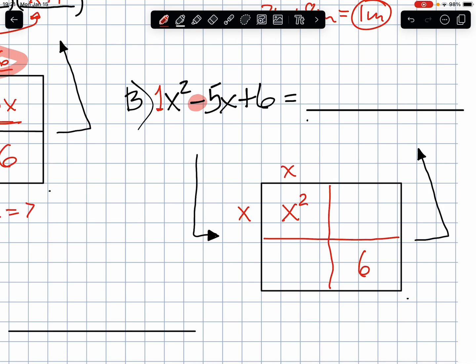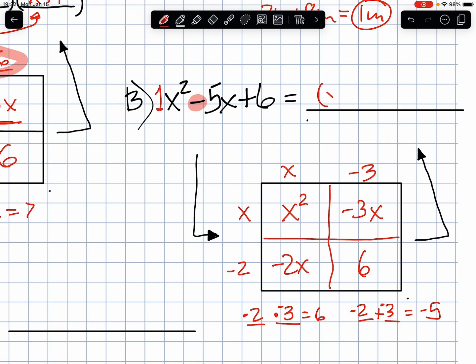This time, though, when I multiply, again, I've got to get 6. But when I add them up, I get negative 5. Well, 2 times 3 is 6, but 2 plus 3 is positive 5. How do I fix this? Well, hopefully you saw that if they were both negative, they would add up to negative 5. And if I multiply two negatives, I still get positive 6. So negative 2, negative 3 works. We get the negative 2x, we get the negative 3x. So I think we found our answer.